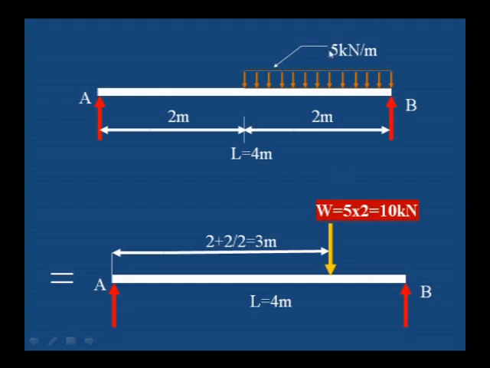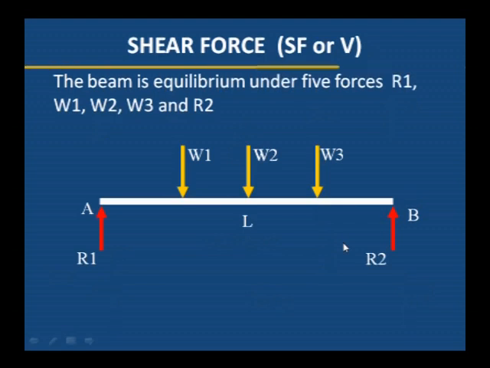Then the 5 kilonewton per meter is the intensity, multiply with 2, 5 into 2, 10 kilonewton. This 10 kilonewton acts at half of this 2 meter, the center of this 2 meter, that is 2 divided by 2, 1 meter from B, or 2 meter plus this half, 1 meter, 2 plus 1, 3 meter from A, or 1 meter from B. Like this we can convert the uniformly distributed load to the point load, so that we can calculate the bending moment and shear force diagram, shear force calculations.